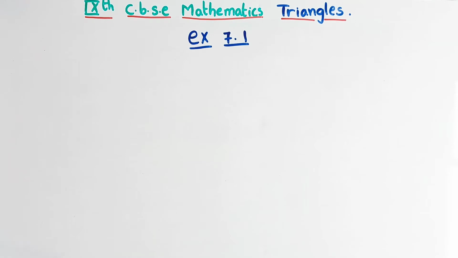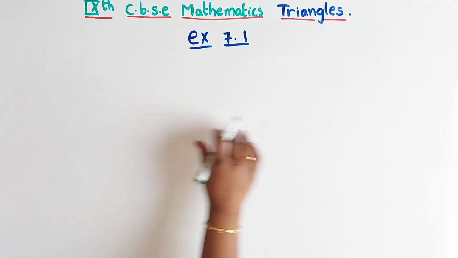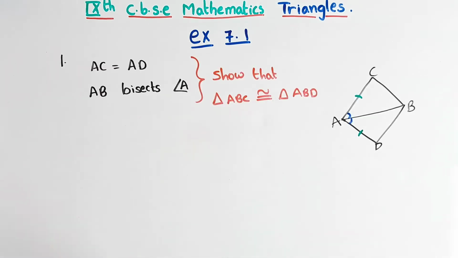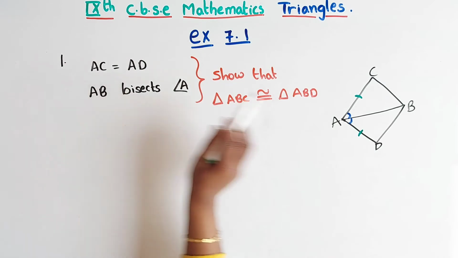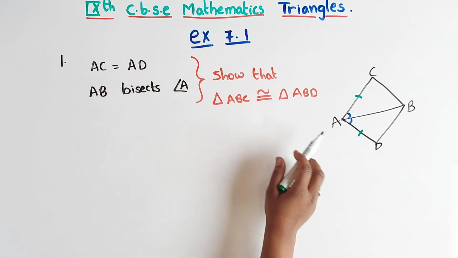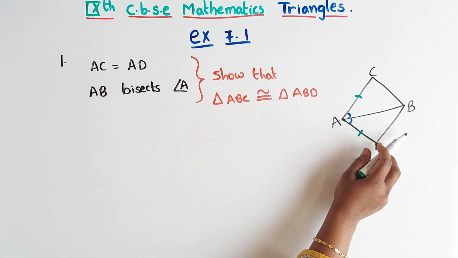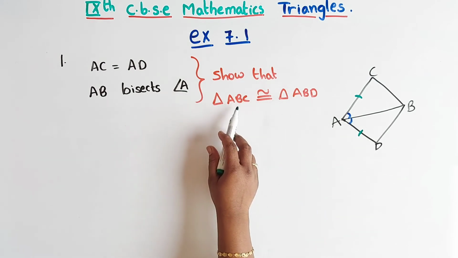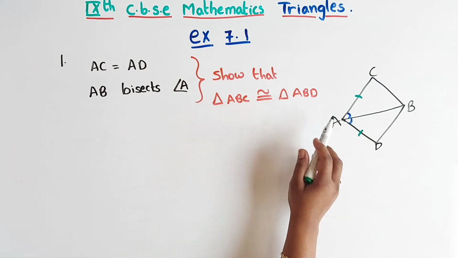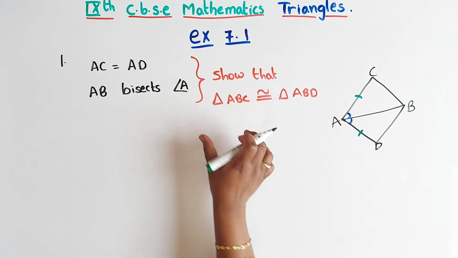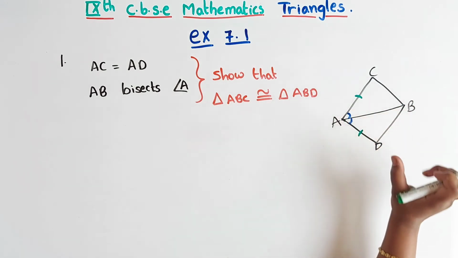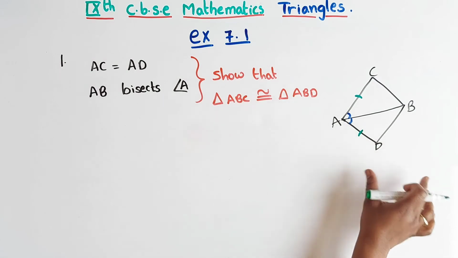Now we will see the applications of these congruence rules by solving some questions. Let us start exercise 7.1, children. First question, children: in quadrilateral ACBD, AC equal to AD, right? AB bisects angle A, and show that triangle ABC is congruent to triangle ABD. This is the congruent symbol, children, right? We have to show that triangle ABC is congruent to triangle ABD, right?